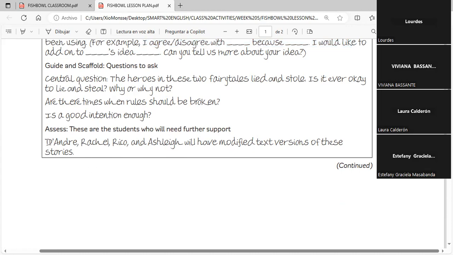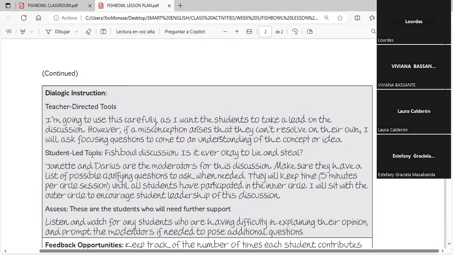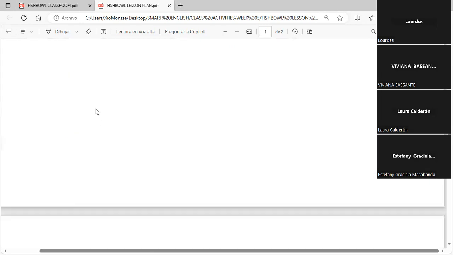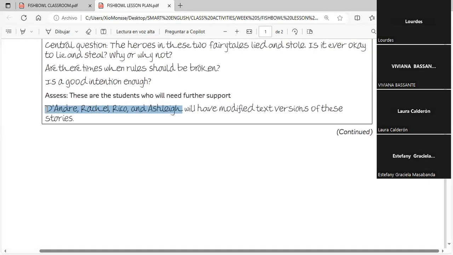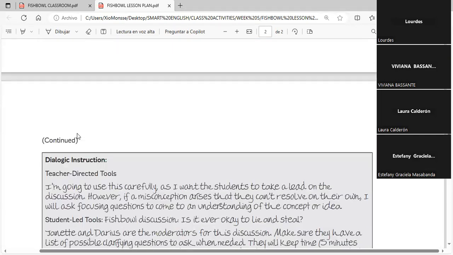And you're going to write the names of your students. Here you have an example: Andrew, Rachel, Riku, and Ashley will have a modified text version of these stories. You're going to put this if it's necessary. You're going to write here how you are going to assess your students. Continue.